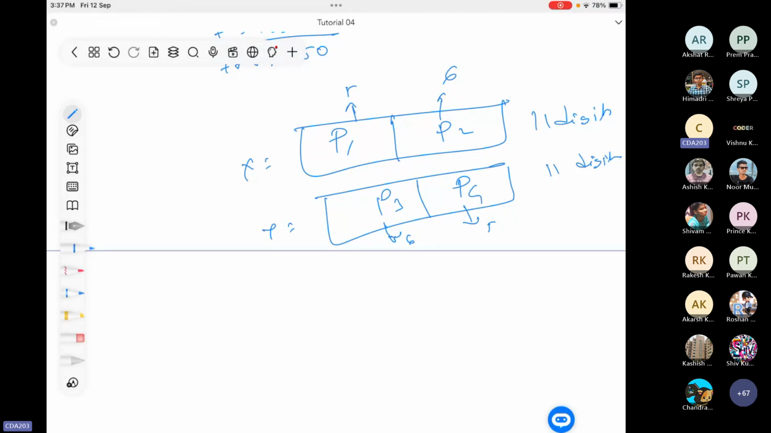So what we do is that this P1 is a 5-digit number. Let me explain that. P1, 5-digit number, right? P3 is also a 5-digit number or 6-digit number. Okay. There is a P4, right? P4 is a 5-digit number.